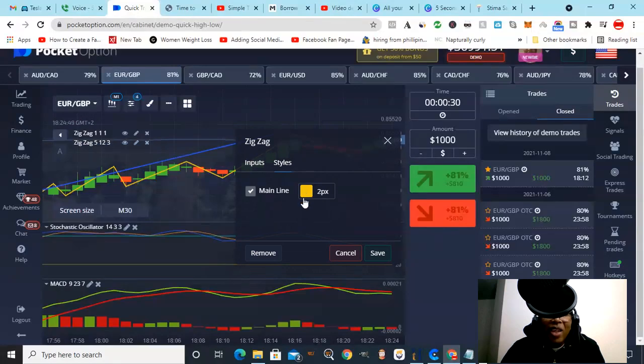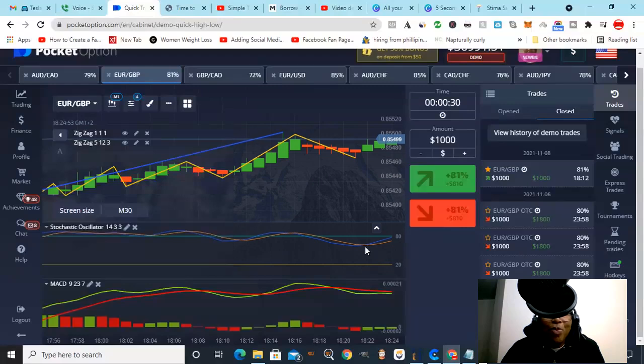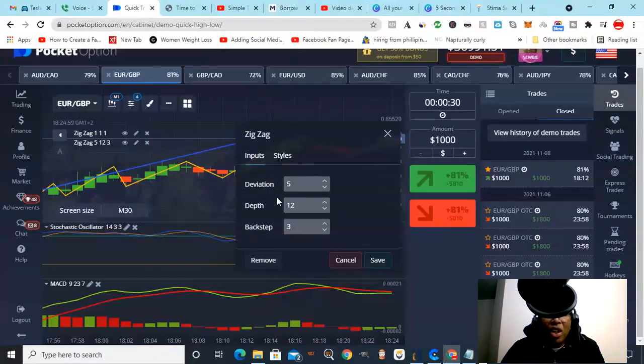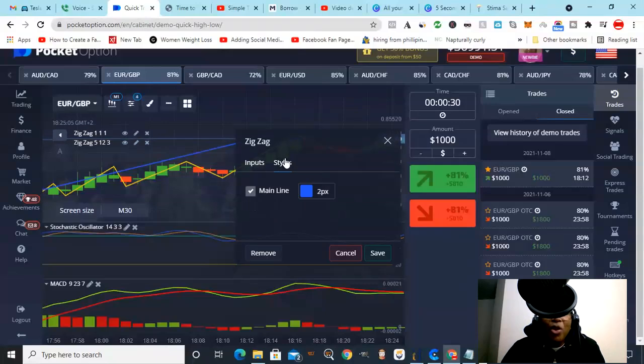And then, of course, the second zigzag, I use the default settings, and the deviation is 5, the depth is 12, the back step is 3. And of course, the style is, I put blue color. You can use whatever color you like to differentiate it from the other zigzag line. And I thicken the line to 2 pixels and I hit save. So there we go. We have our 4 indicators all set up.